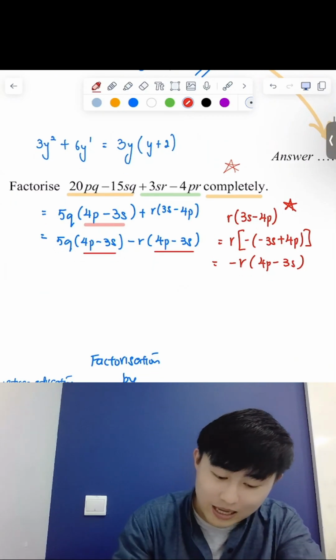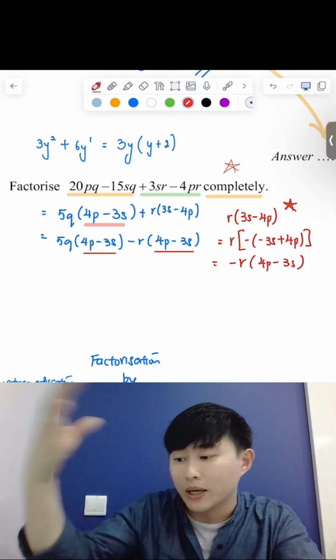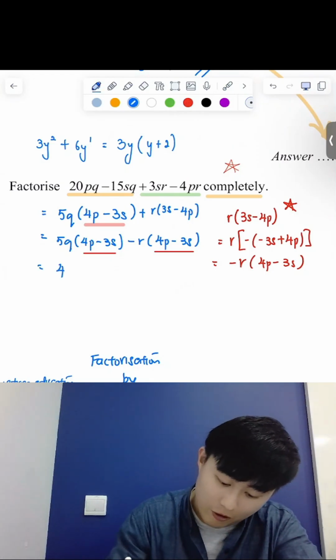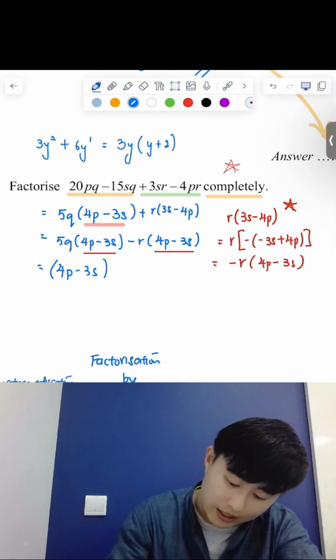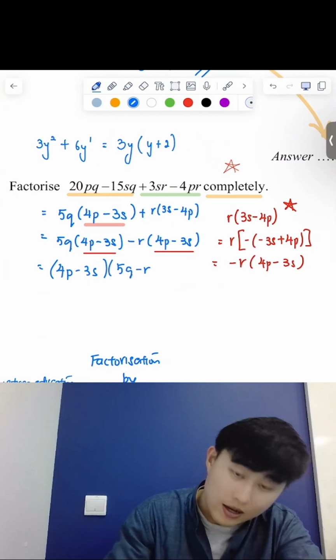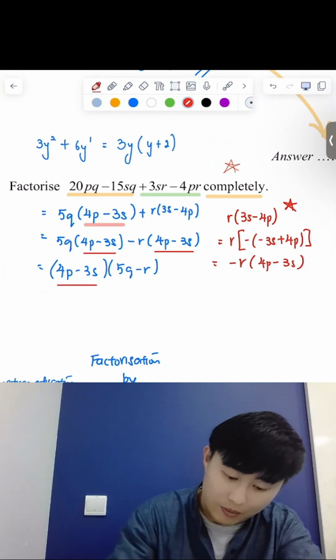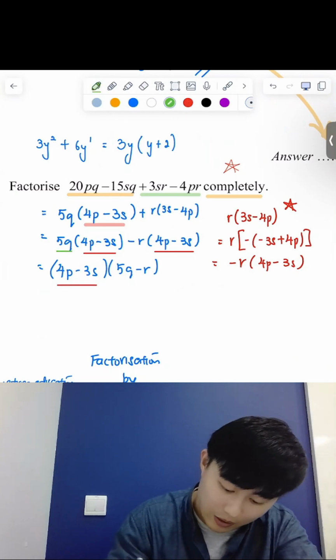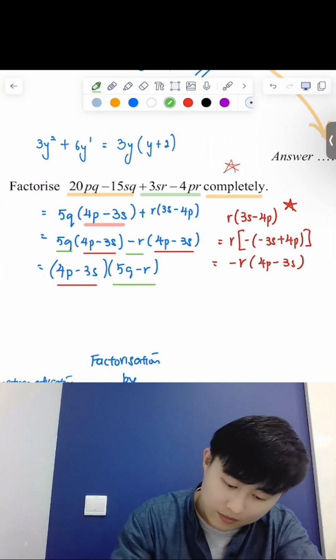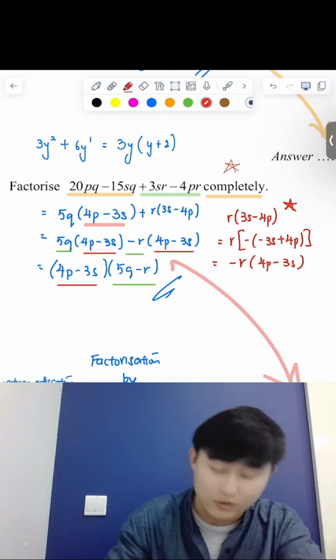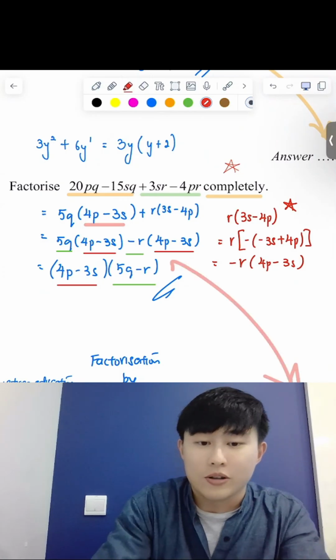Okay, so from here, what I'm going to do is basically factorization by grouping. I'm going to take out the two groups that have the same thing. So this will become 4p minus 3s bracket 5q minus r. In case you can't see this, I'm going to do the green color line. Okay, and this will be my final answer. So same thing, I'm going to bring it into the answer. Okay, so I'm going to pause here.